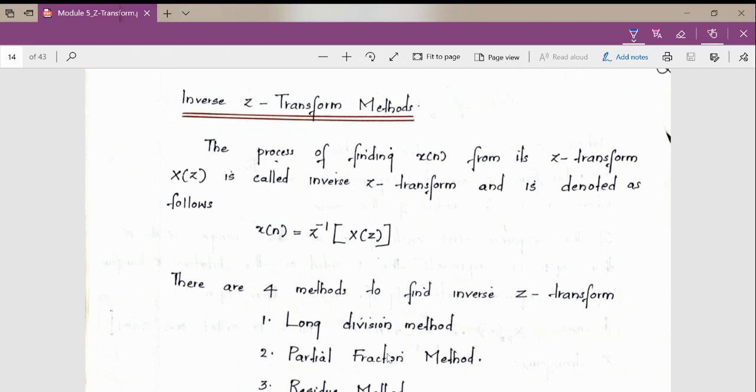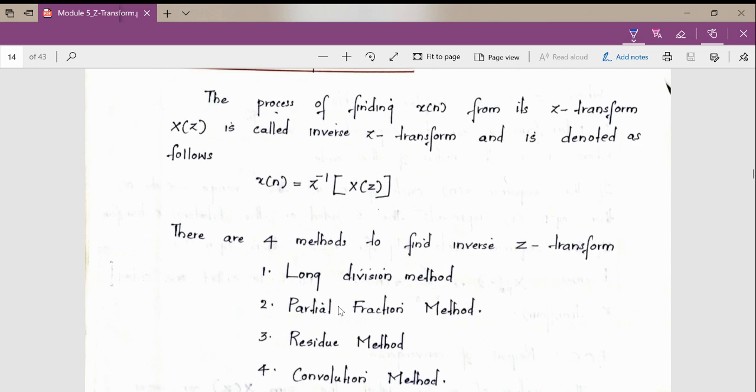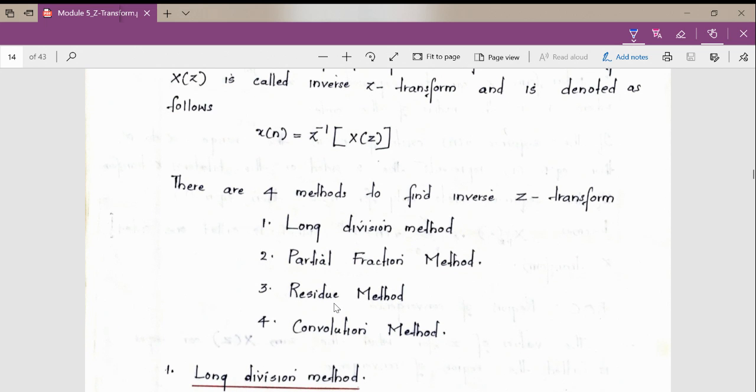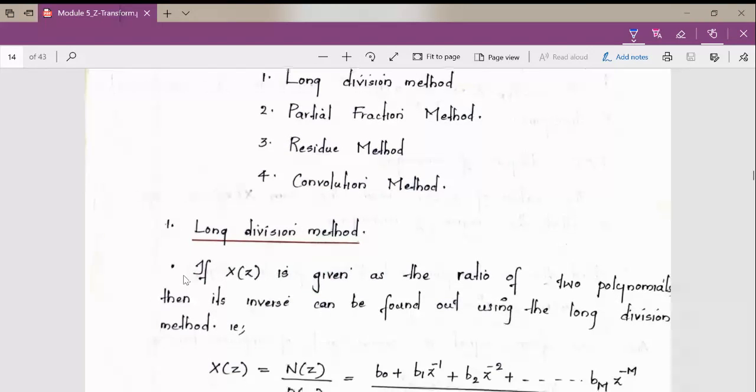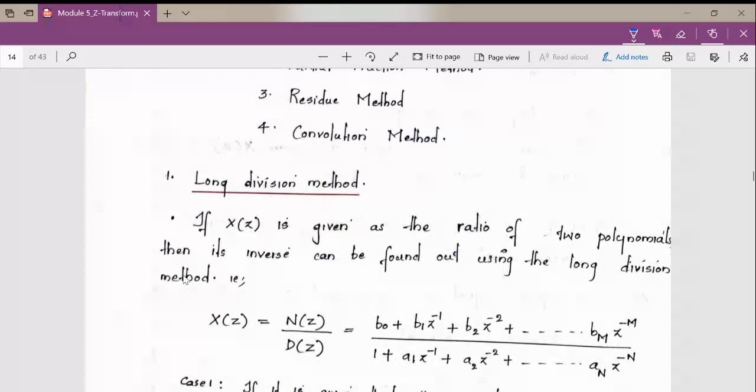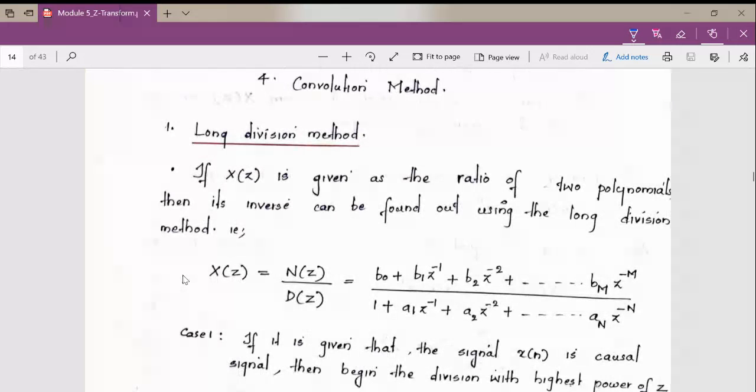Hi students, today we are going to study inverse Z transform methods. So basically there are four methods to find the inverse Z transform. First one is long division method, second one is partial fraction method, third is residue method, and fourth one is the convolution method. Okay, so here we are going to discuss the long division method.